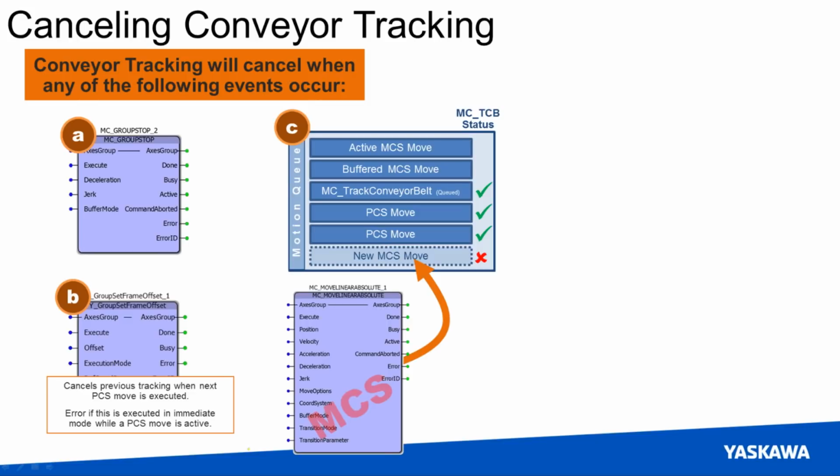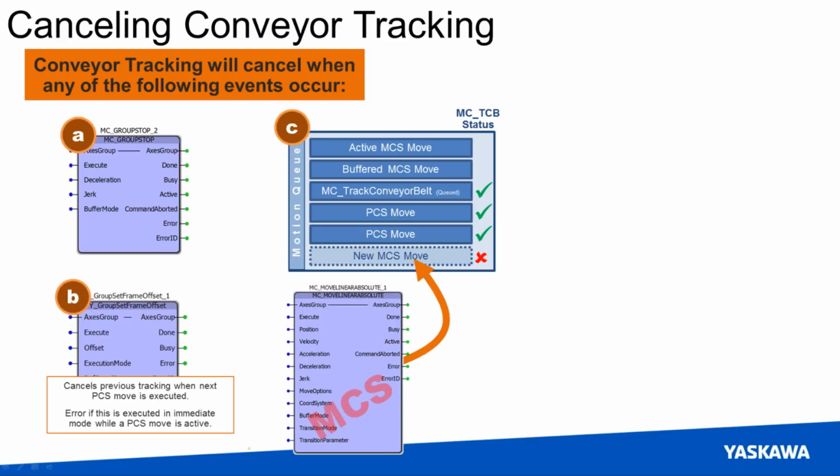The third way that we can cancel conveyor tracking is to do an MCS move, a machine coordinate system move, with track conveyor belt active. So here at the top, I'm showing a motion queue. I have an MCS move that's currently active, and I've already buffered another MCS move. And then I've queued up MC Track Conveyor Belt, so that at the top where it says MC underscore TCB status, that's the MC Track Conveyor Belt status, and that means that tracking is active.